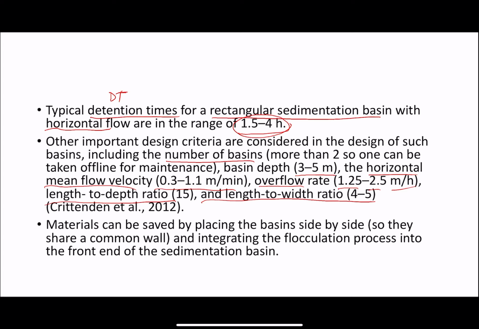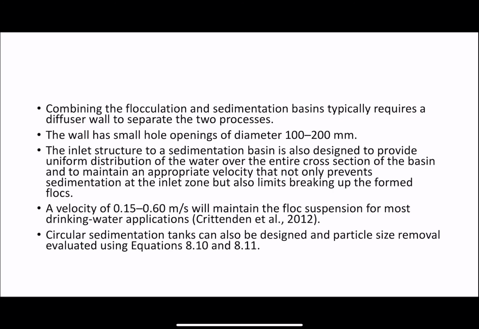sedimentation tank. Of course, there are other measures, such as placing the basins side by side so they share common walls, and integrating the flocculation process into the front of the sedimentation basin. If you want to combine flocculation and sedimentation, this typically requires diffuser walls to separate the two processes. The wall has small hole openings of diameter 100 to 200 millimeter, and the inlet structure to the sedimentation basin is also designed to provide uniform distribution of the water over the entire cross-section of the basin.